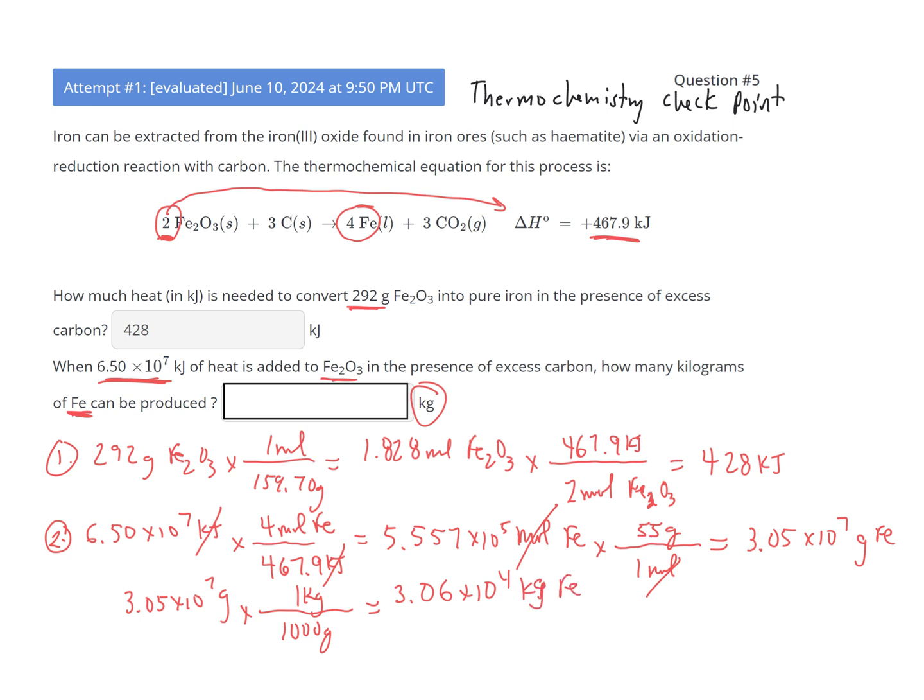kilograms of iron. I would say 3 significant figures, based on our initial energy being 3 significant figures. The number came out to be 3.056, so I would round that up to 3.06 times 10 to the 4 kilograms of iron, or 3.06 E4 kilograms of iron for this problem.